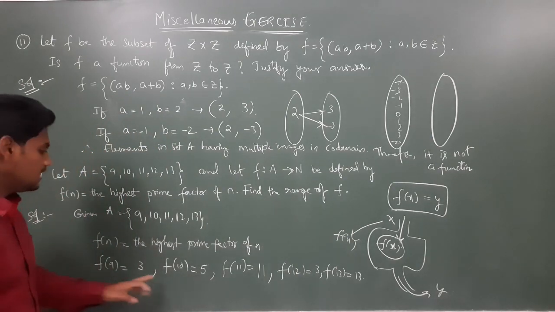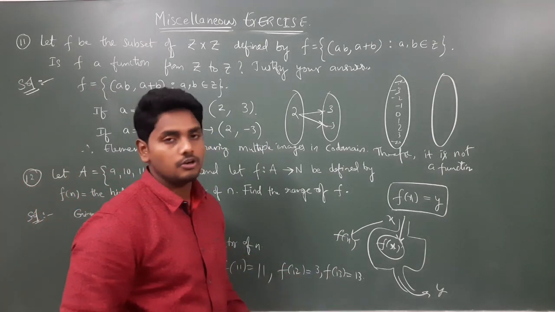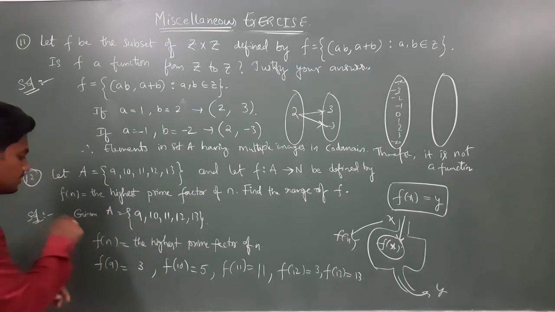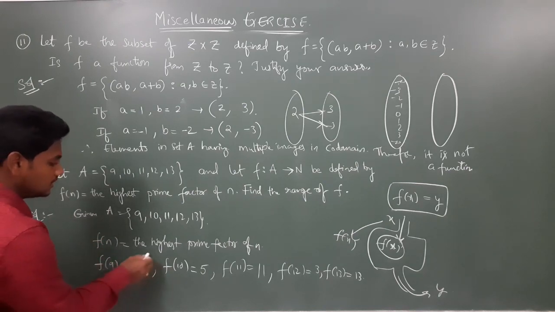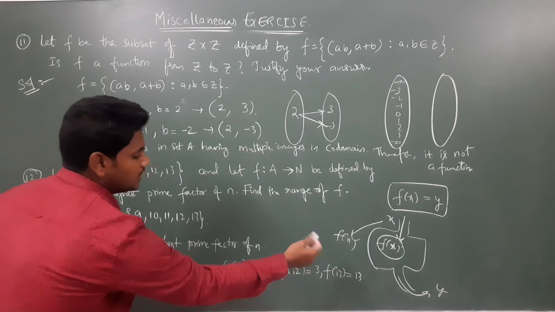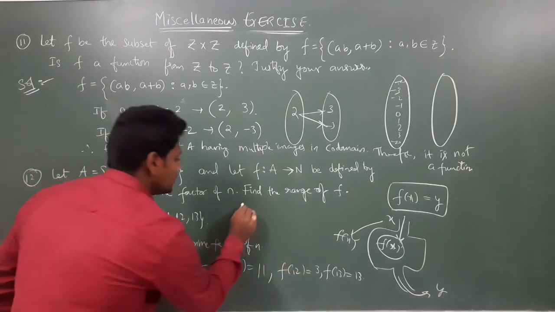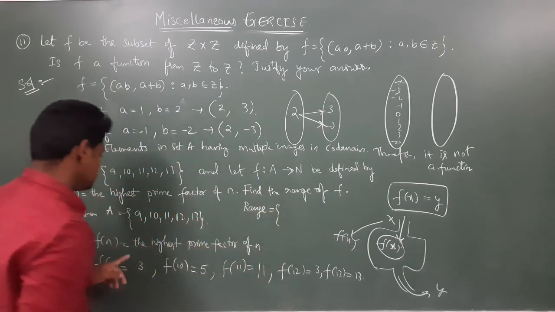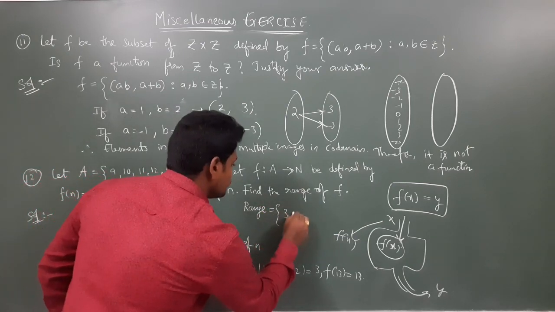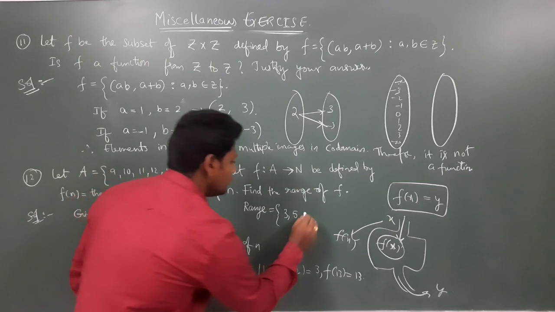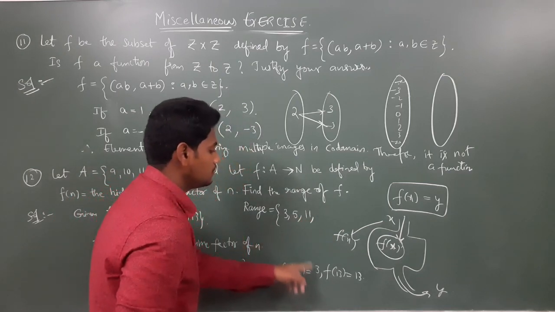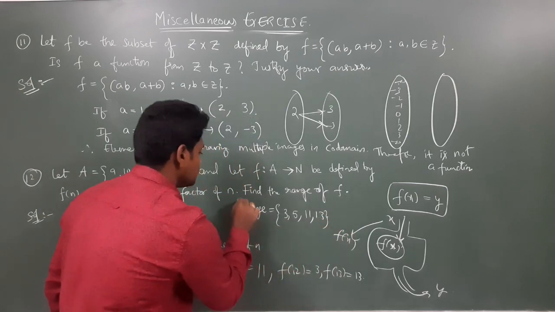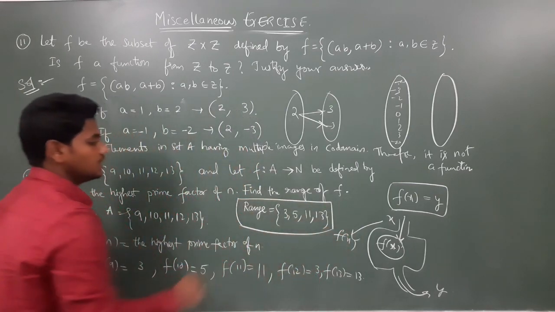Now, these 9, 10, 11, 12, 13 are domain values. Why? Because we are substituting them into the function. After substituting into the function, what are we getting? 3, 5, 11, 3, 13. So that is nothing but the range. What is the range? The obtained values. What are those? 3, 5, 11 and again 3. But 3 is repeated, already once, so no need to write it. And again 13. So this is the range of the given function.